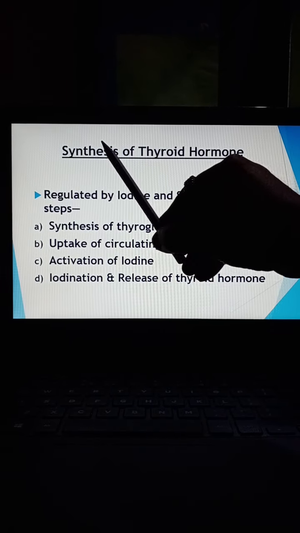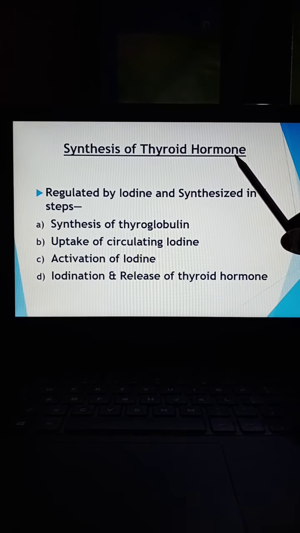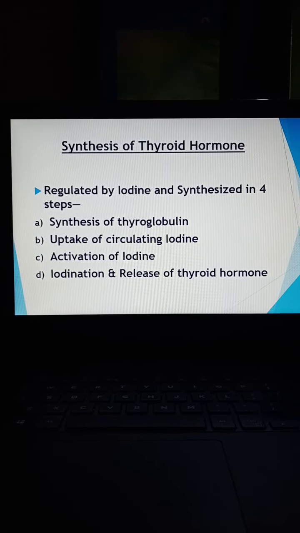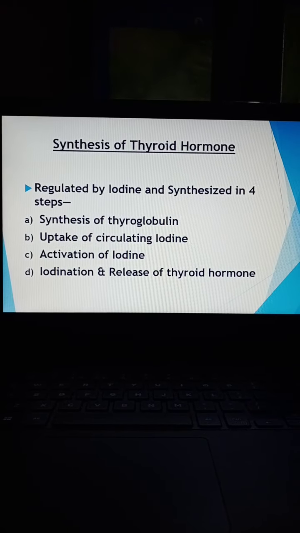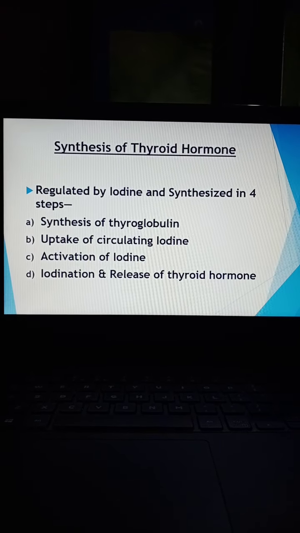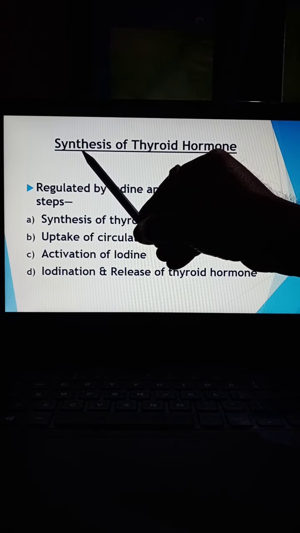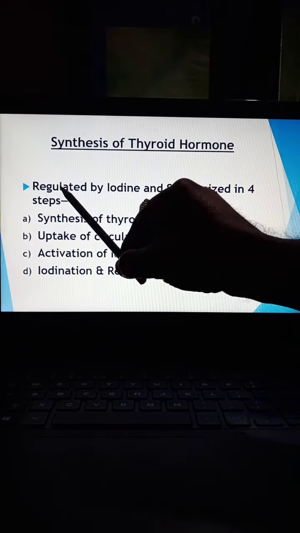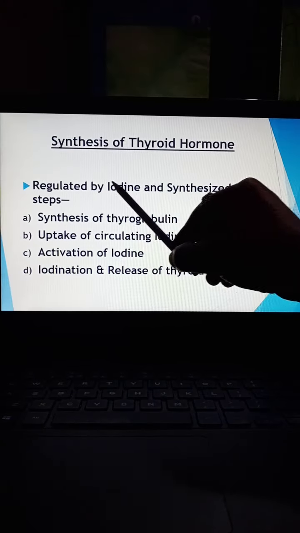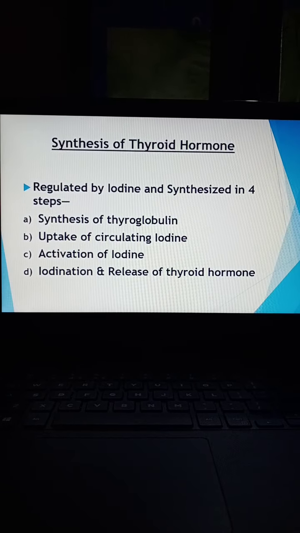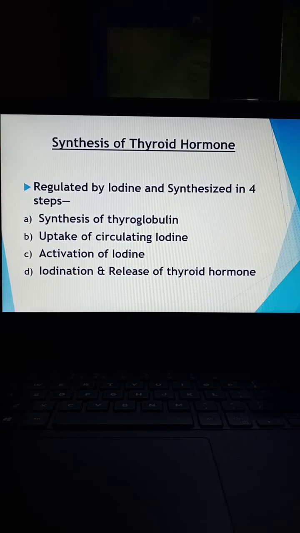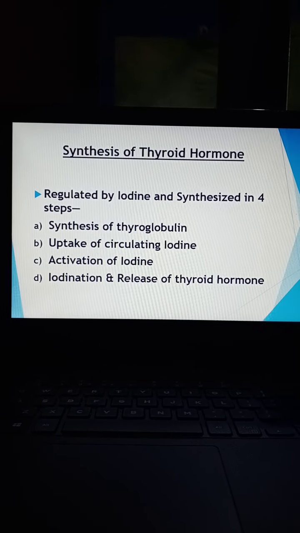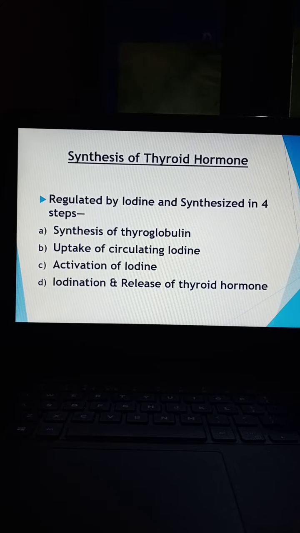The next step is that we learn about the synthesis of thyroid hormone. Up till now we learned what the follicle is, what the follicular cells are, then what the C cell is. Now we'll see the most important part of the histology of the thyroid gland, that is the synthesis of thyroid hormone. This synthesis of thyroid hormone is regulated by the iodine level. Then it is regulated by TSH binding as well as the TSH receptors.